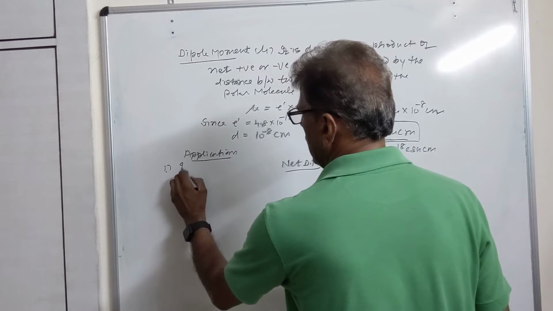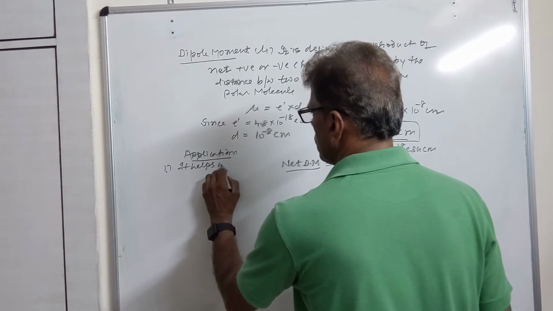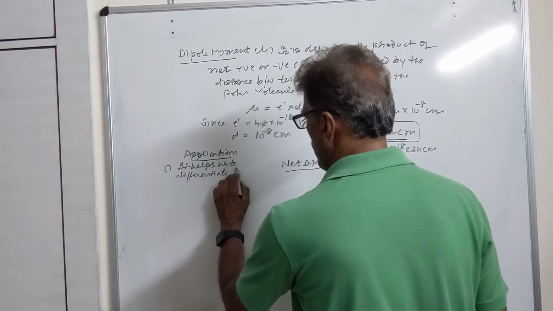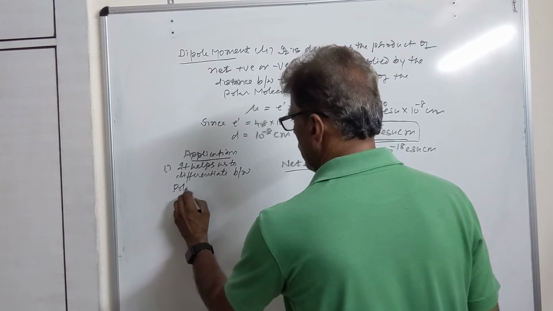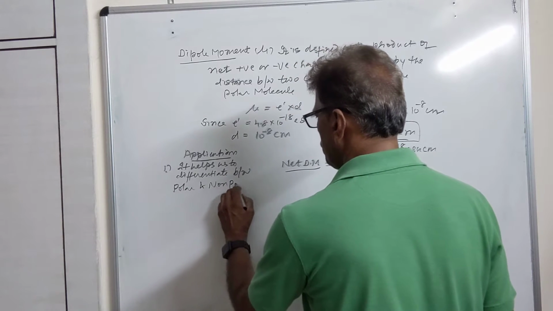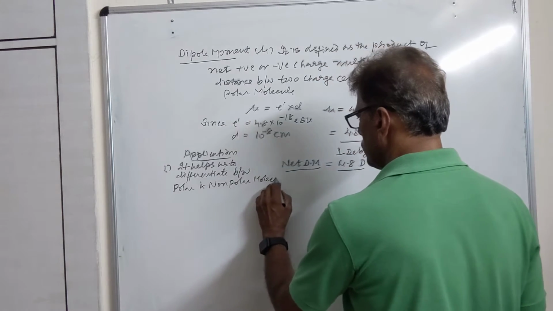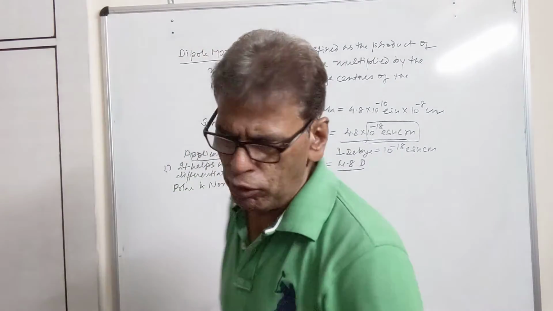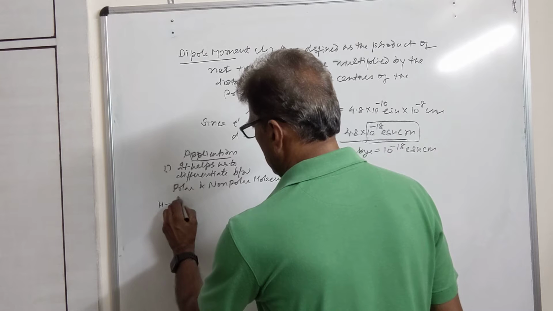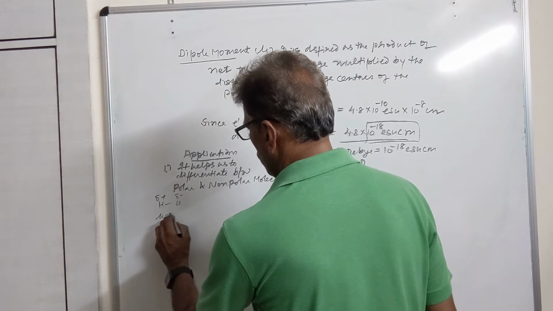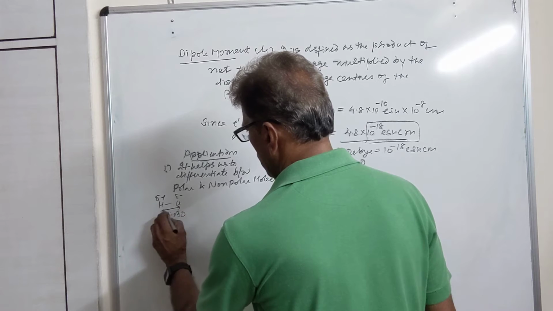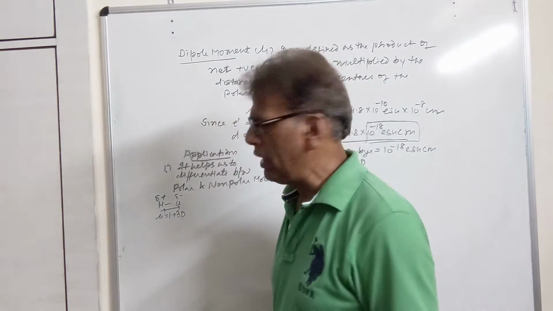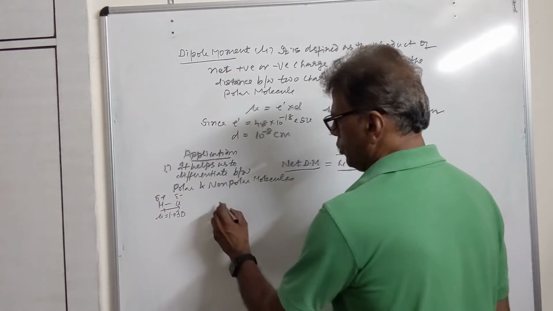First application is it helps us to differentiate between polar and non-polar molecules. The polar unsymmetrical molecules have net dipole moment. For example, we have HCl, mu is equal to 1.03 D. This is a polar vector quantity. It is represented by arrowhead pointing towards the electronegative atom and positive center towards electropositive atom.